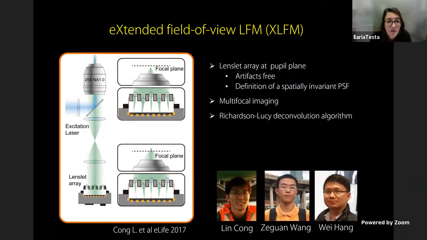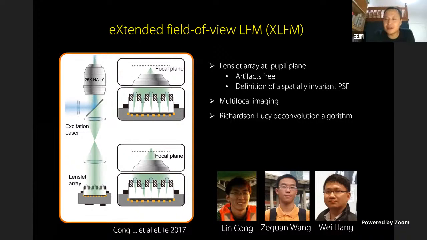So then we have Christina, who is asking if the resolution can be changed in LFM by modulation of parameters such as cellular membrane fluidity, cellular interaction, pH, or electrical charge? You mean the spatial resolution of the light field?